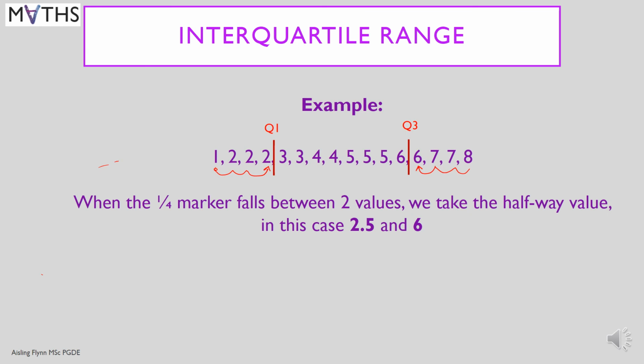When the 1/4 mark falls between two values, like we see here, we take the halfway value, so it's similar to the median. Okay, so the quarter mark here is falling between 2 and 3. So you could add together and divide by 2, or what's halfway between 2 and 3? Well, it's 2.5. Okay. Q3 is a bit easier. What's halfway between 6 and 6? Well, it's the same, it's 6. Okay. So that's our Q1 and our Q3. And the interquartile range is gotten by subtracting those.